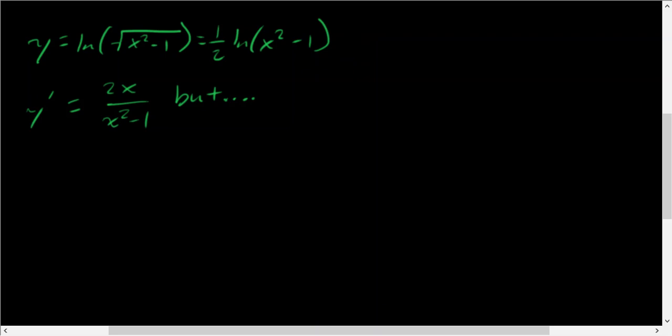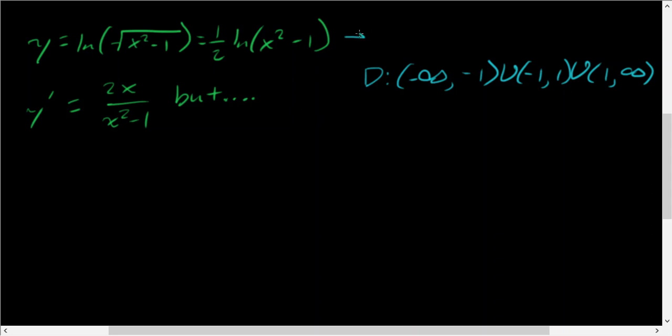the domain of this function, let's try a different color, right? The domain of this function was from negative infinity to negative 1, but then also negative 1 to 1, and then also 1 to infinity, right? But the original function's domain was from negative infinity to negative 1 and 1 to infinity.